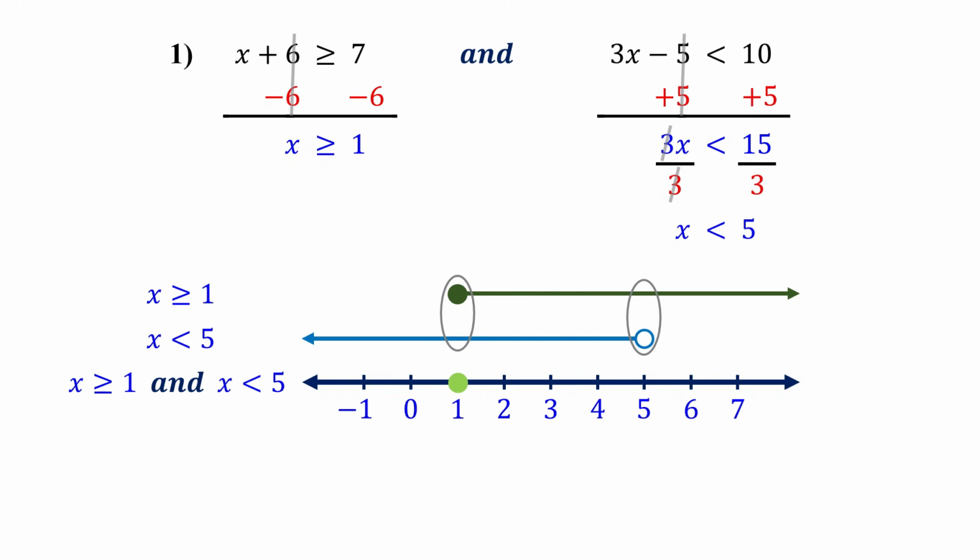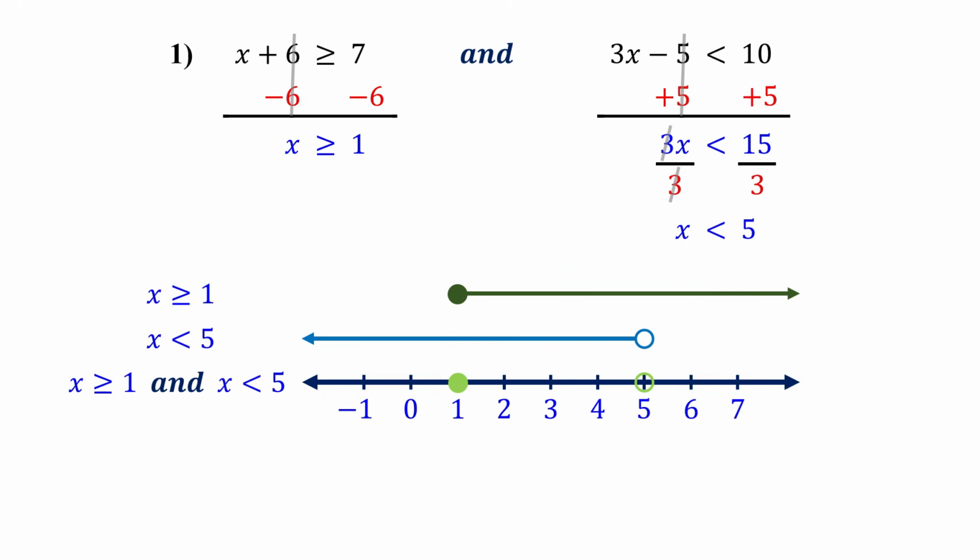Now look at 5. Is it shaded on both graphs? No, it's not. It's an open circle on the second graph, right? That means 5 doesn't satisfy both inequalities at the same time. So it is not a solution. To show that, we mark an open circle at 5.